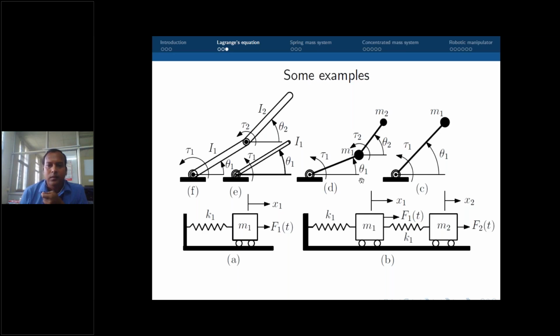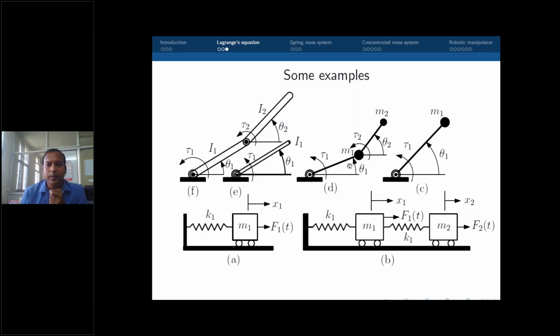Okay. Moving to the next example, this is a 2-degree of freedom system. Here also these rods are massless. There are two rods. The first rod is hinged at the ground, and at the top of the first rod there is one mass M1, and then from that mass another massless rod is hinged. On top of that second rod there is another point mass M2.